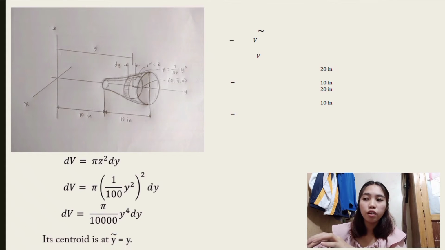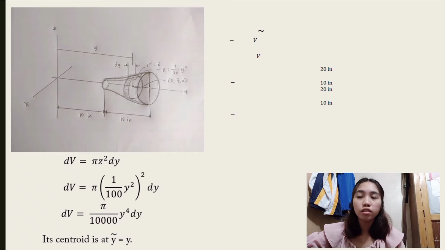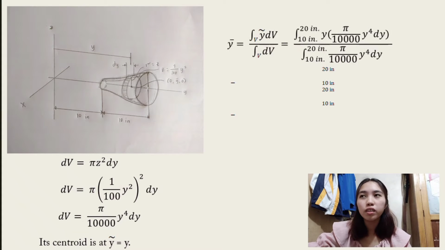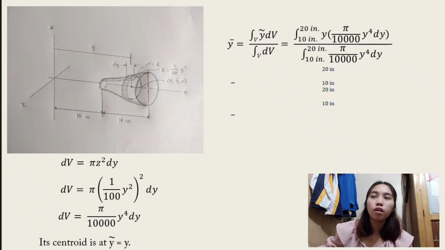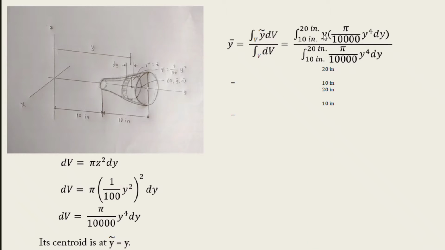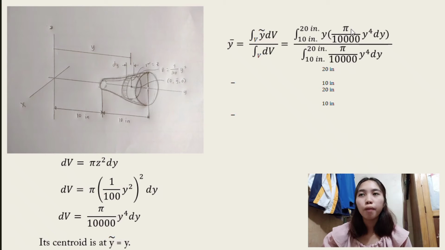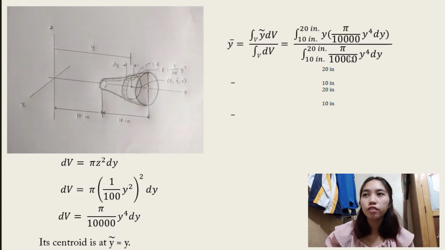So the y with the curved line at the top represents the coordinates of the center of gravity of each composite part of the body. So y bar is equal to the integral of y dV over the integral of the volume dV, which is equal to the integral from 10 inches to 20 inches of y times pi over 10,000 y to the 4th dy, which is the dV, over the integral from 10 to 20 inches of pi over 10,000 y to the 4th dy.